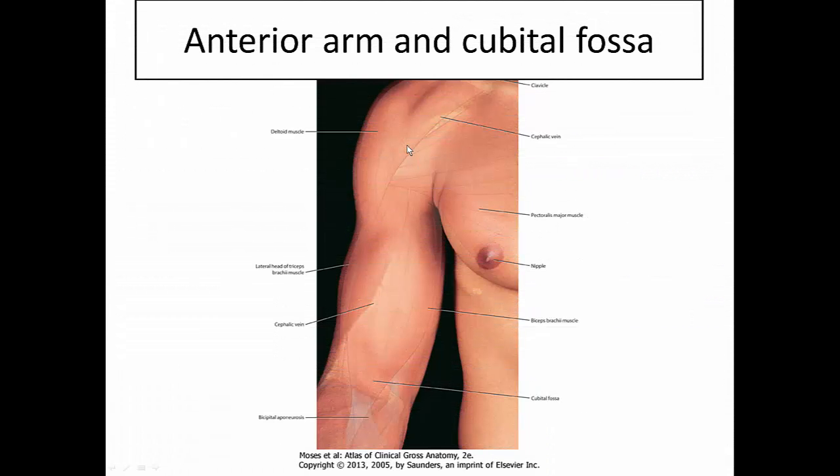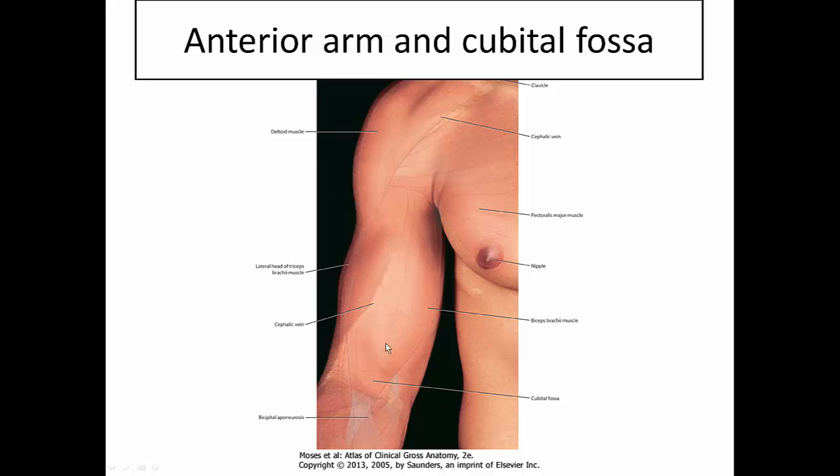Anterior arm and cubital fossa. So first let me mention something about fascia. The brachial fascia, which is also called the deep fascia of the arm, is a sleeve of connective tissue which is continuous at its proximal end with the pectoral fascia, which we have already encountered in a previous video, and the axillary fascia, and also the deep fascia that covers the deltoid and latissimus dorsi muscles.